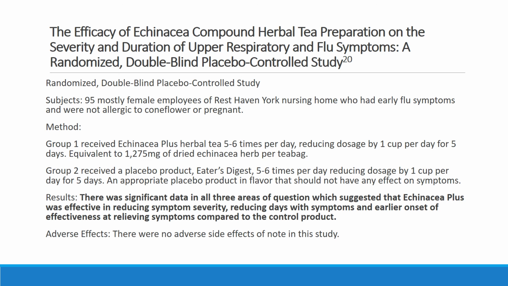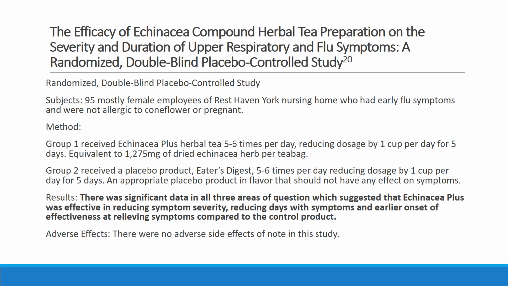The subjects were evenly and randomly divided into an experimental and a control group. The experimental group received echinacea plus herbal tea to drink 5 to 6 times per day, reducing dosage by 1 cup per day for 5 days. Each tea bag was the equivalent of 1,275 milligrams of dried echinacea herb. The control group received a placebo product called Eater's Digest tea to follow the same regimen. The tea was of similar flavor and look, but would have no effect on symptoms.